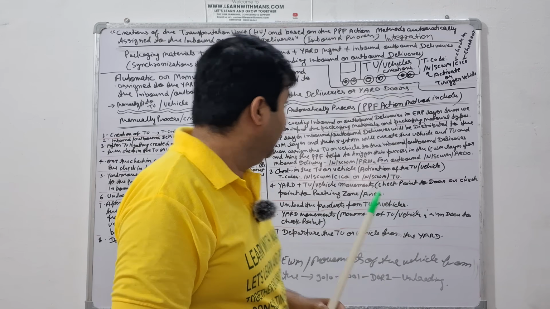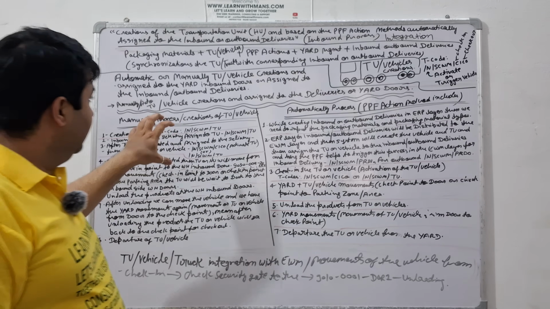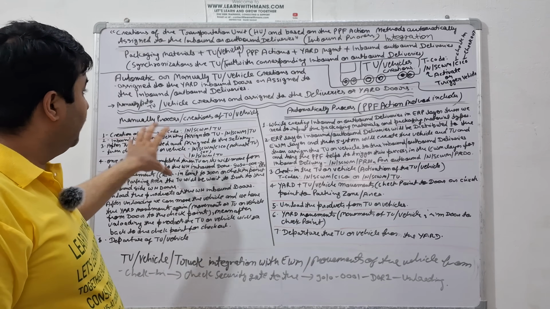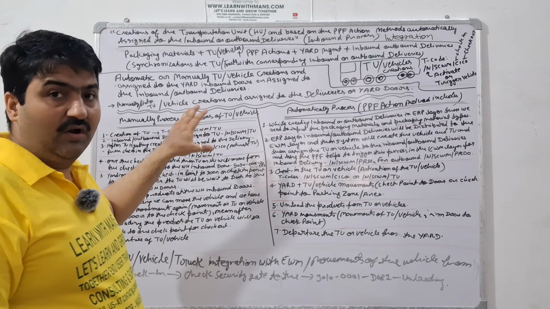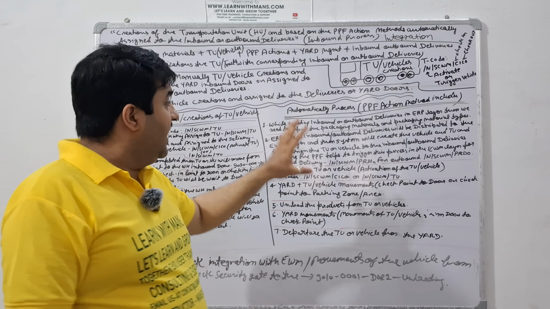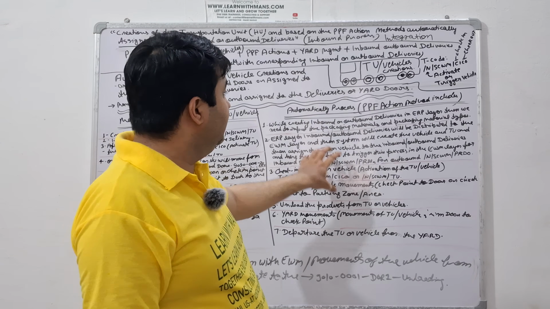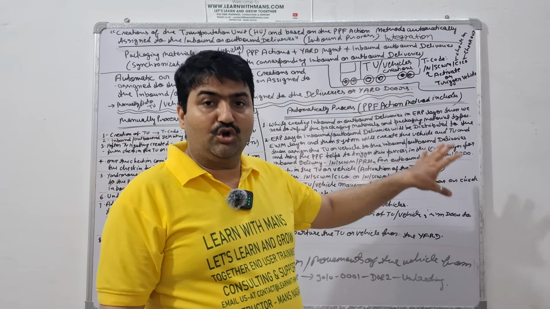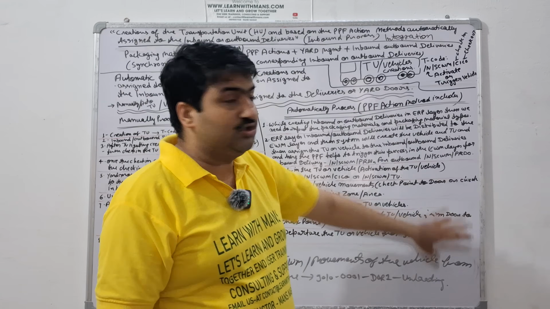Okay, so first I will explain how we process manually: create the TU or vehicle, and how we manually assign it to the inbound delivery. And in this area we will see how it would be processed automatically through the post processing framework.